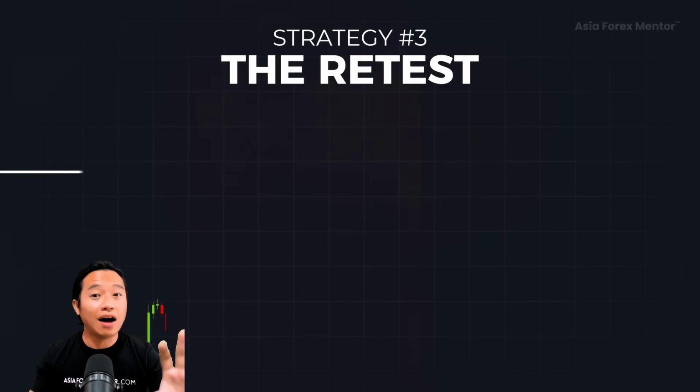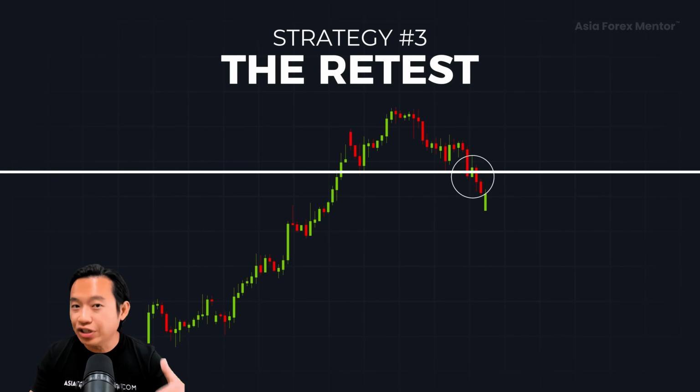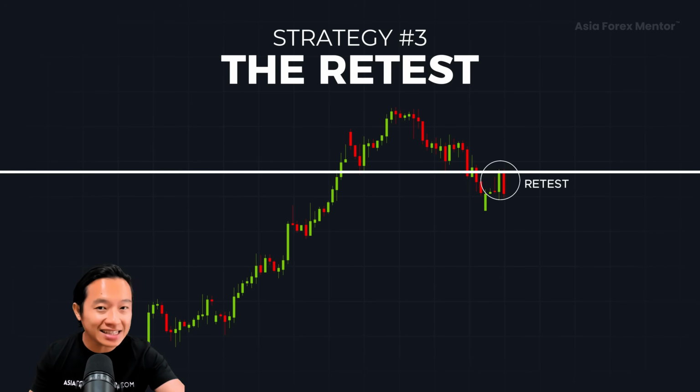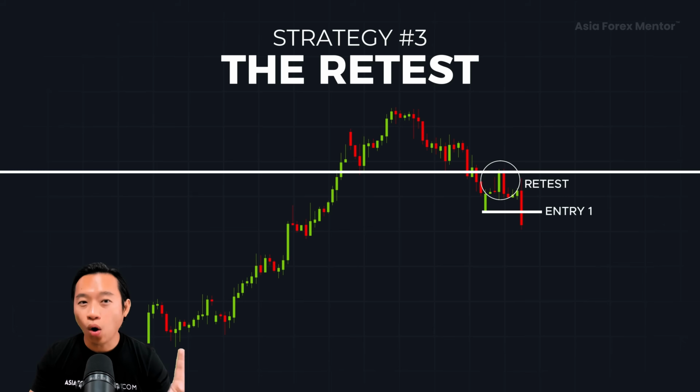So here's an example. After the head and shoulders pattern broke down, it retraced. And then it retested the neckline. So this retest offers traders what? 2 potential entry points. Either trading the breakout of the swing low or entering on the retest.